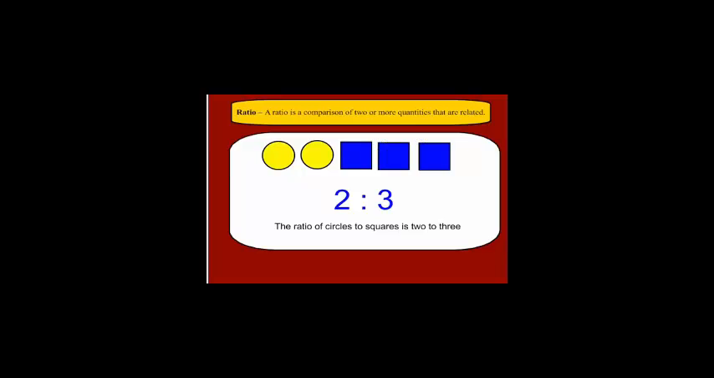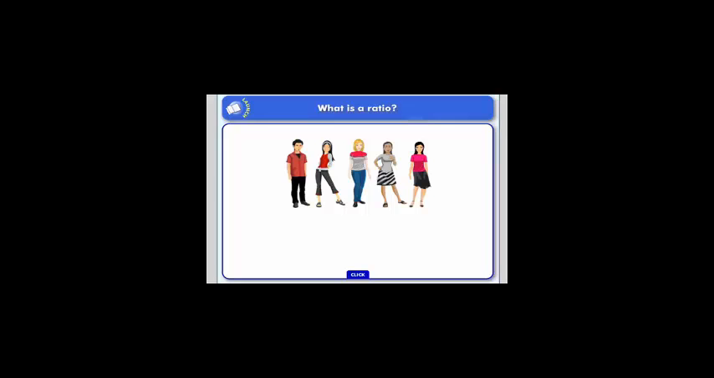What is a ratio? Well, a ratio is a comparison of two or more quantities that are related. So here we have two different quantities or two different shapes. We have circles and we have squares, and we could actually write a ratio based on this picture. So the ratio of circles to squares is 2 to 3. There are 2 circles for every 3 squares. Now that's just one ratio we could write based on that picture. We'll come back to this in just a minute.